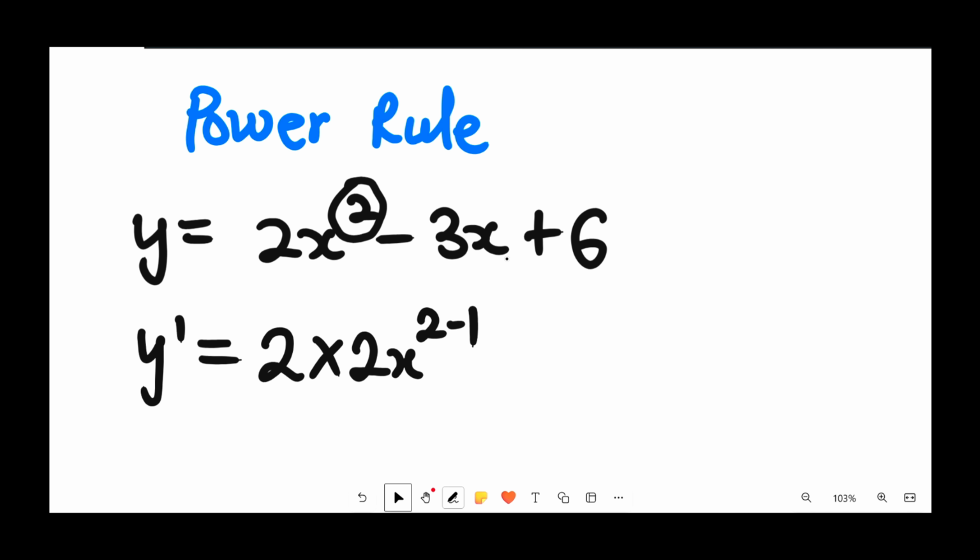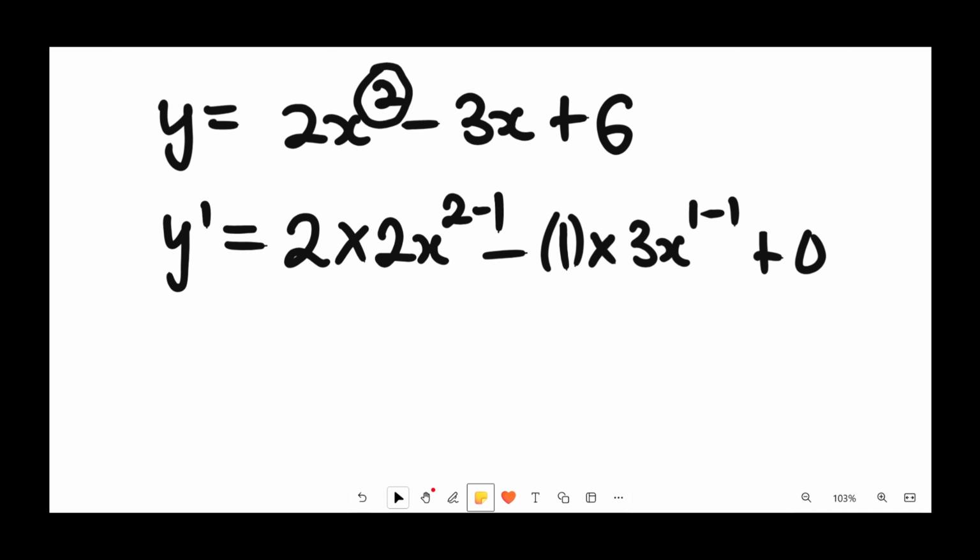Then we have the power of x multiplying 3 to be 1. So we are going to multiply our negative 3x by 1. So we have our negative here. So 1 times 3x. Then the power of the x here also will be reduced by 1. Now we know that the derivative of any constant is equal to 0. So we can make here to be 0. All right. So let us continue to work on it.